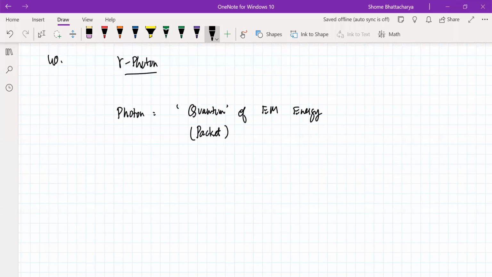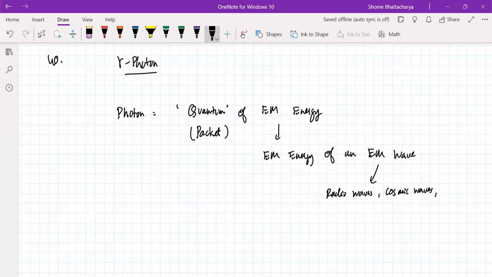By electromagnetic energy, we mean the energy of an electromagnetic wave. And electromagnetic waves are of various types. There are radio waves, cosmic waves, microwaves, visible light, ultraviolet, infrared, X-rays, and finally gamma rays. We'll come back to how they're different.